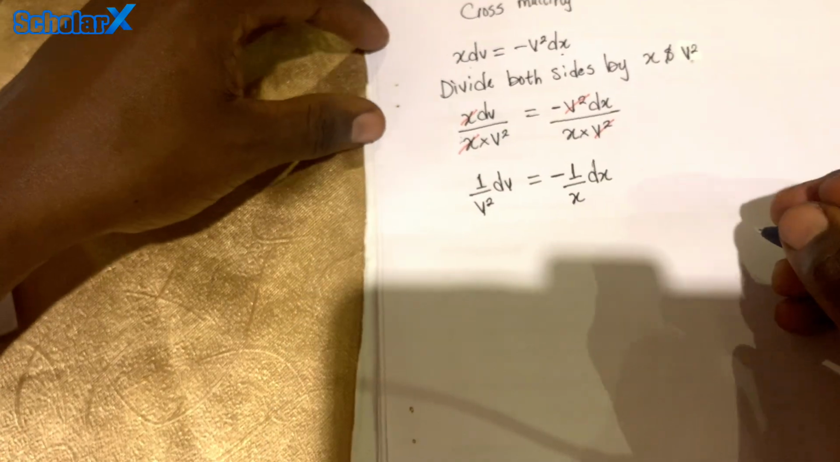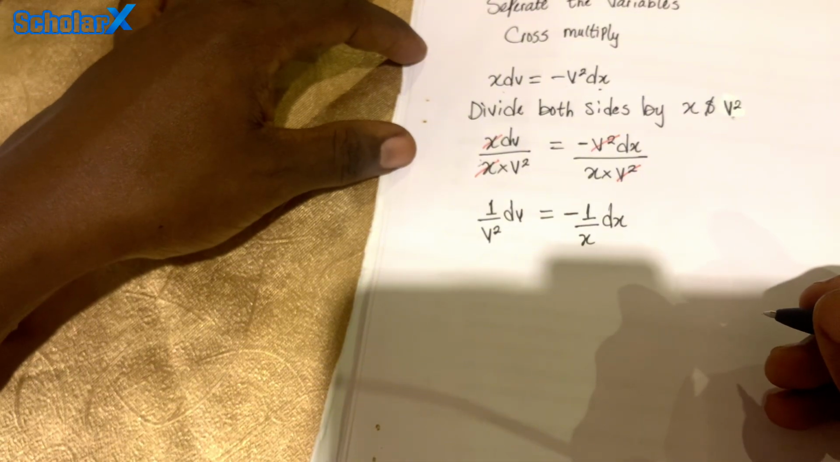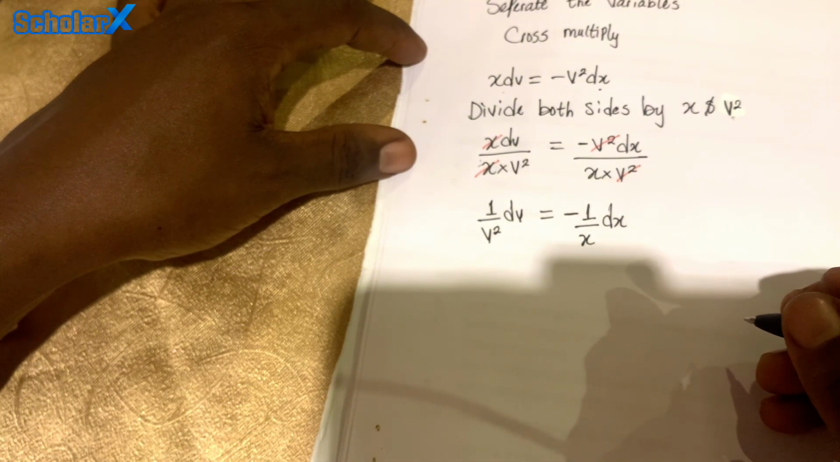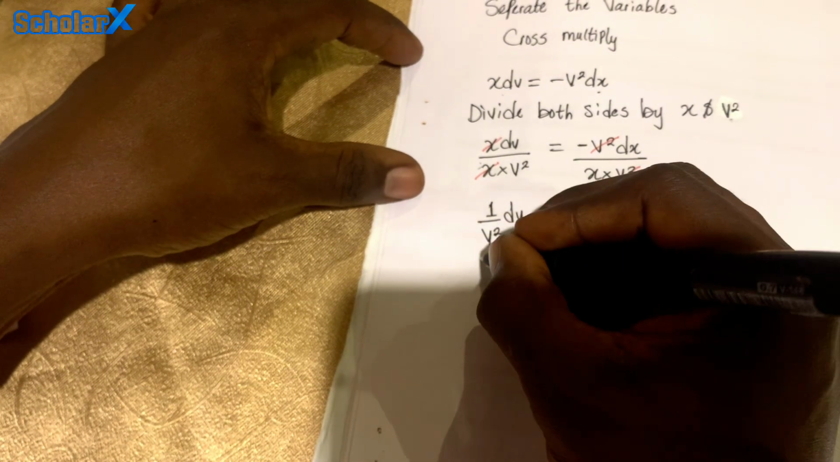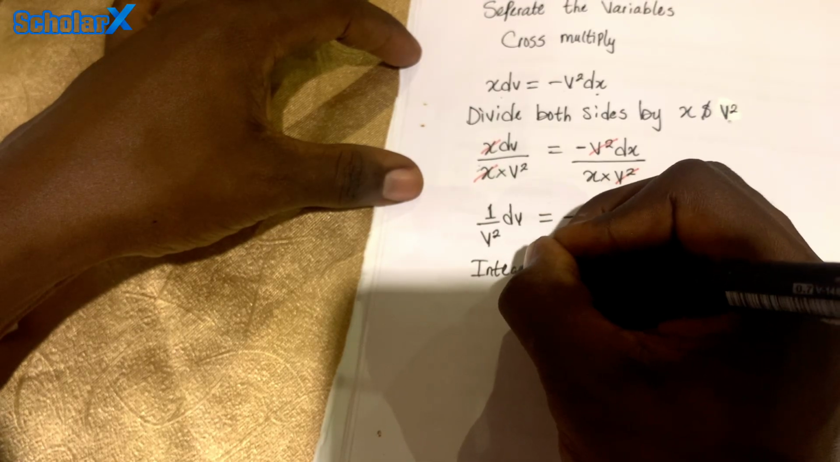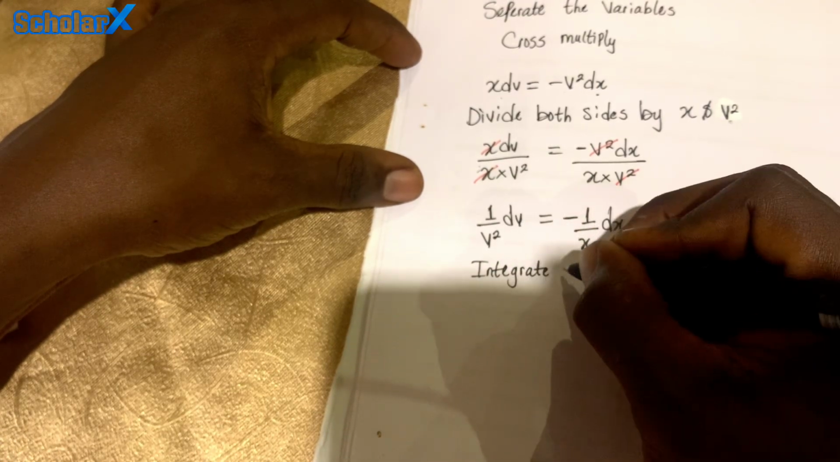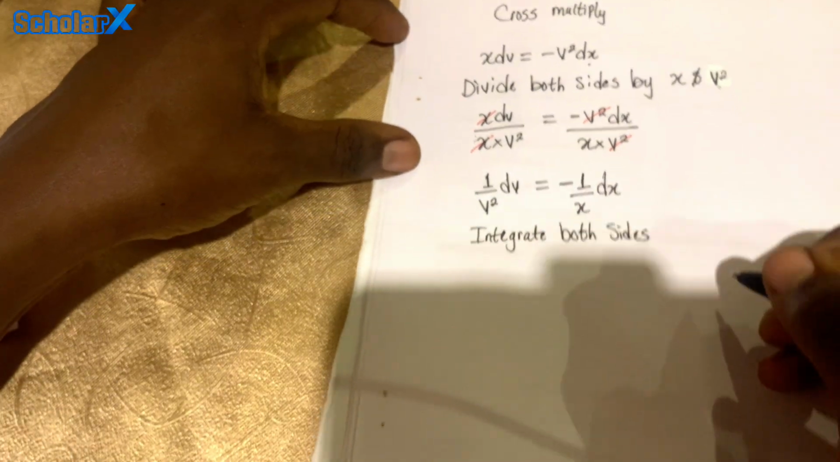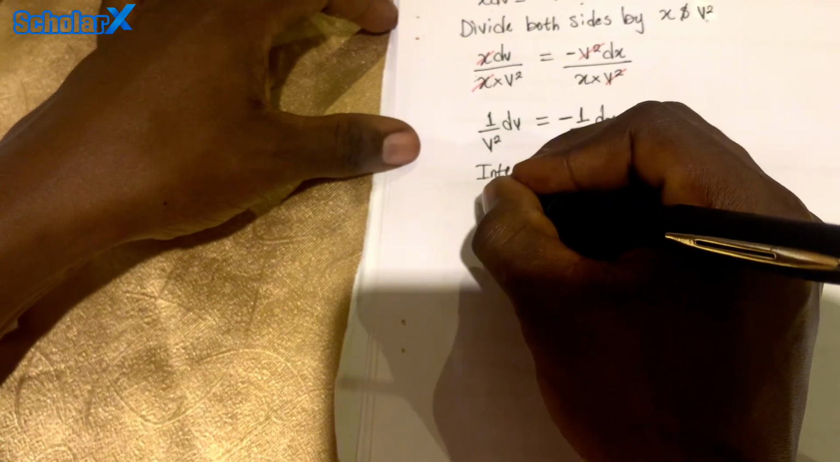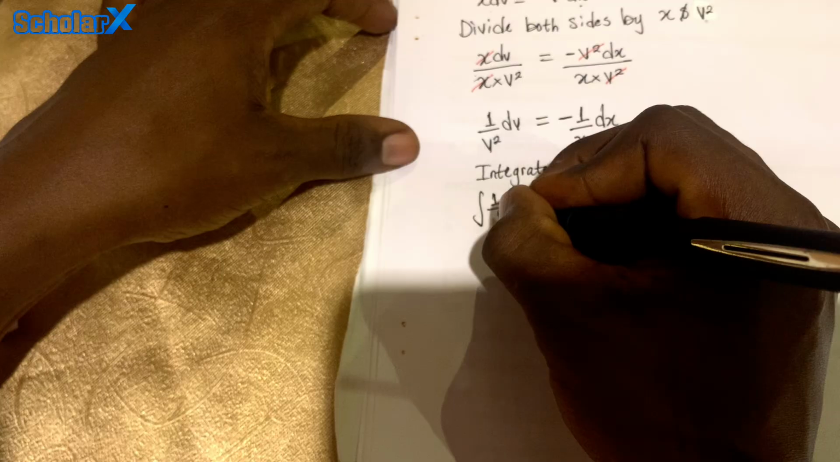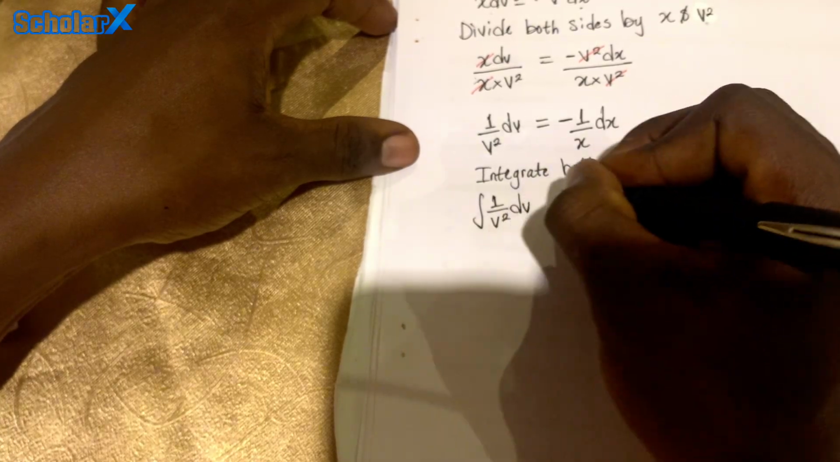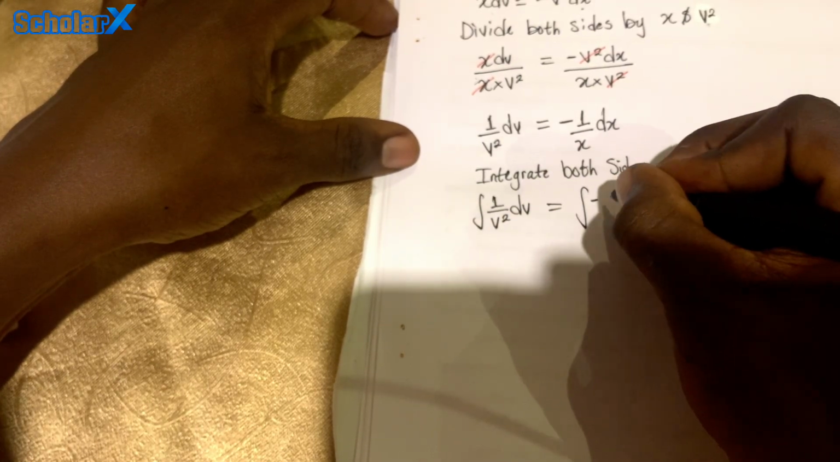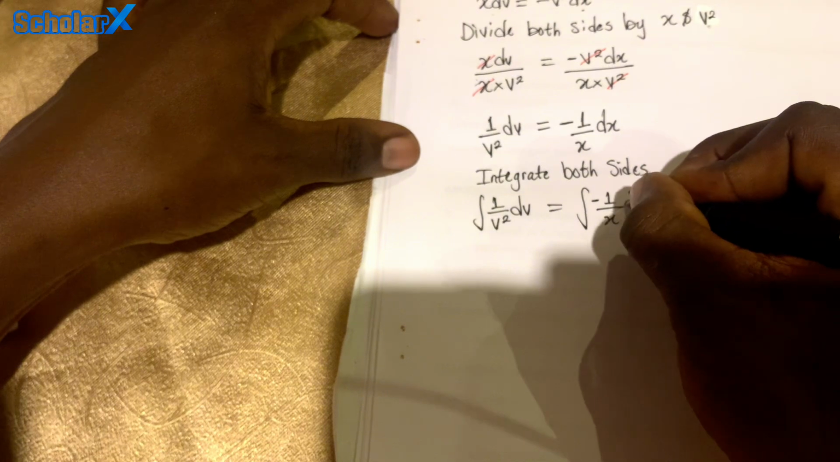So the next thing now is that we have separated the variables. Now we are going to integrate both sides. It becomes the integral of 1 over v squared dv is equal to the integral of minus 1 over x dx.